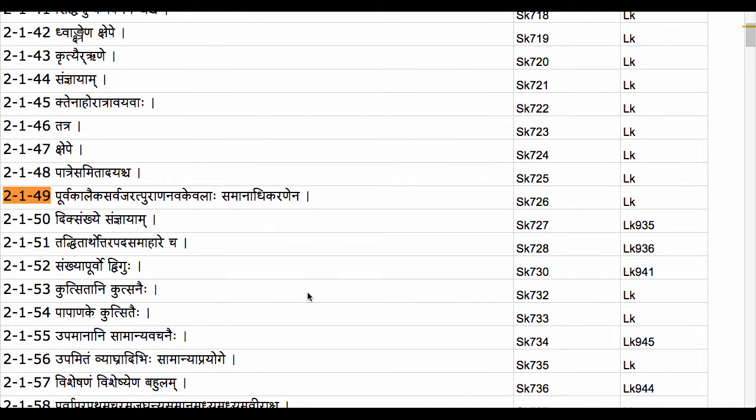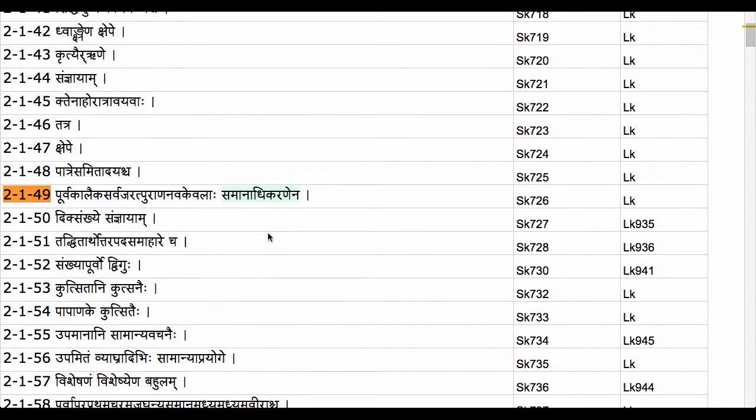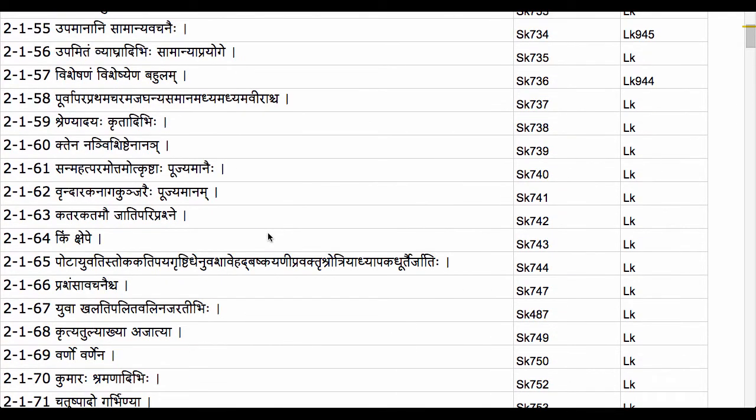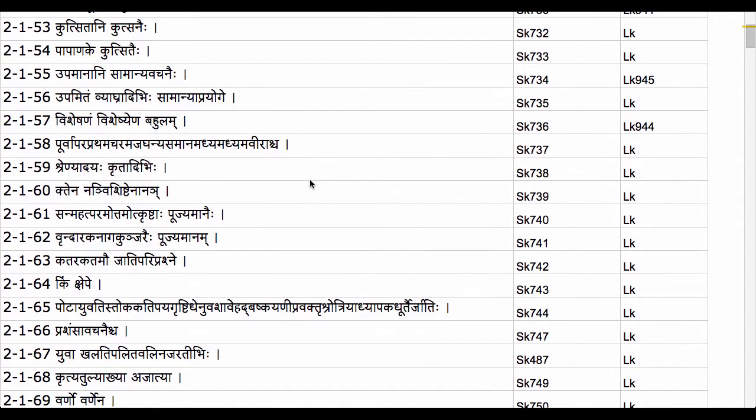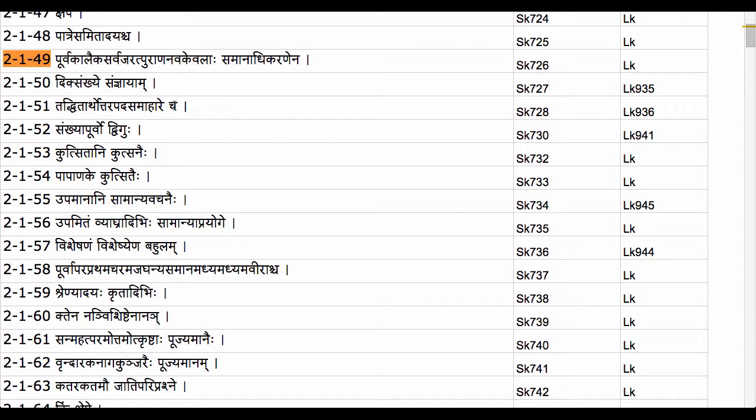Let us now continue in the adhikara of samana adhikaranena, which as we know runs from 2149 down to the end of this first quarter of the second chapter of the Ashtadhyayi. We have already studied 2150, 2151, 2152, 157. Now let us take 155 and 56. Let us take 155 first. It reads Upamanani samanya vachanaihi.